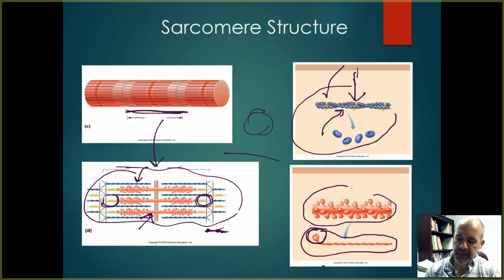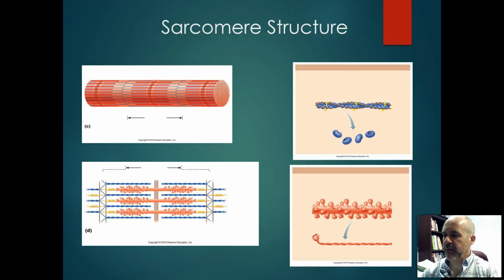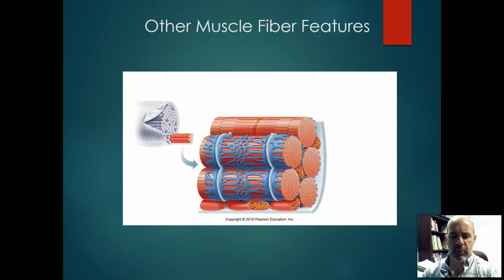we didn't really talk about those. Those are proteins that help anchor the thick filaments to the Z line. So there are more details in your textbook about the structure, but we're going to just stick with what we've covered. All right, there's some other important muscle fiber features that you have to know.